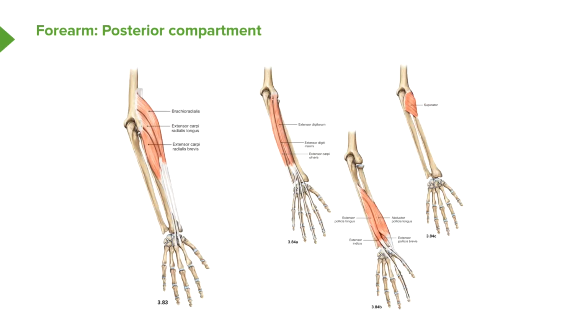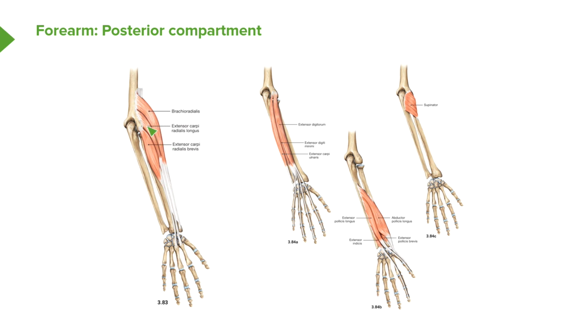So now let's move on to the posterior compartment. The posterior compartment is going to contain muscles that essentially extend the wrist. But first of all, we can see in this posterior compartment brachioradialis. Brachioradialis, as I just mentioned, is the muscle that can also flex the elbow, but it's in the posterior compartment due to its nerve supply, being supplied by the radial nerve. So here we can see brachioradialis.